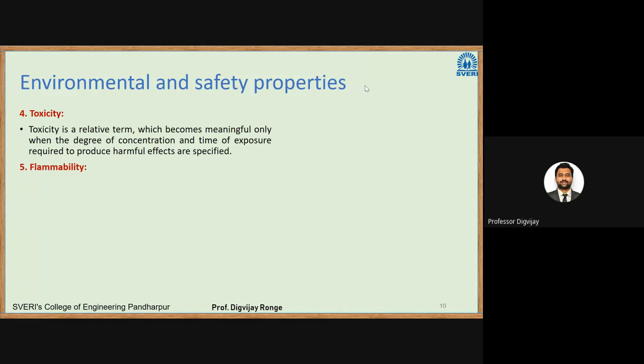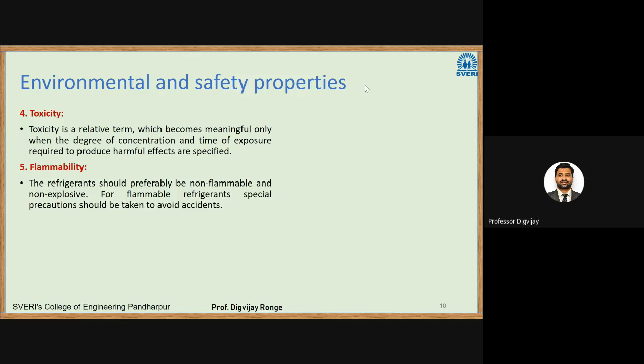Second is flammability. It is the ability to catch flame, and that ability we term flammability. So refrigerants should preferably be non-flammable and non-explosive. For flammable refrigerants, special precautions should be taken to avoid accidents. We have ASHRAE standard 15, which deals with the toxicity and flammability of refrigerants.